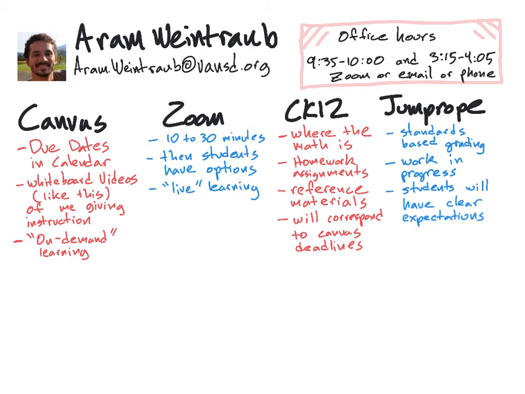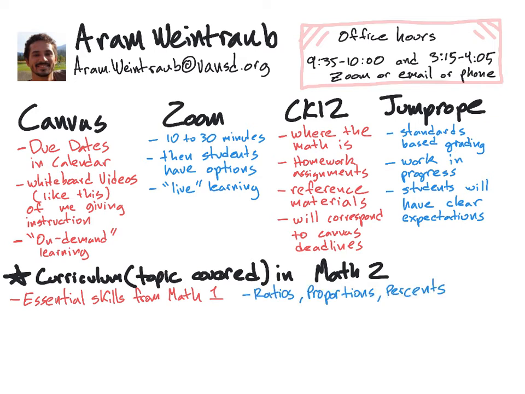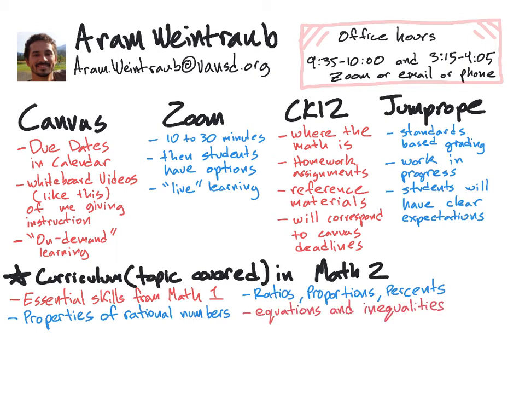This is curriculum night, so let's go over what we'll be covering this year. First, we'll be reviewing the essential skills from Math 1, some arithmetic, algebra, and geometry. Then ratios, proportions, and percents. Then the properties of rational numbers. Onto equations and inequalities. Then angles, shapes, area, and volume. Then finally, probability and statistics.